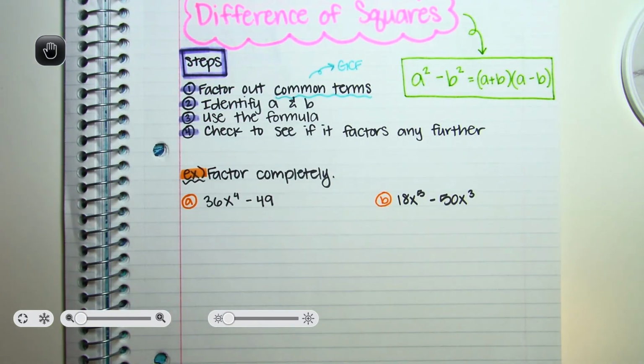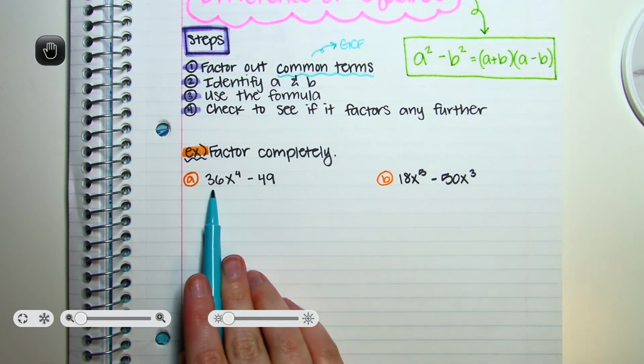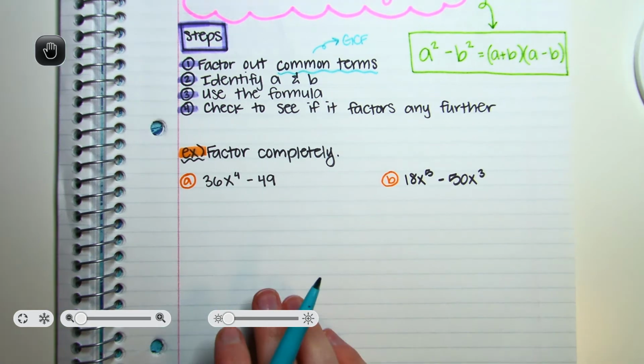All right, so let's go ahead and look at some examples. So we want to factor these completely. First thing I'm going to look at is part A, so 36x to the fourth minus 49. There are no common terms, so there's no GCF between 36x to the fourth and negative 49. Zoom this in a little bit.